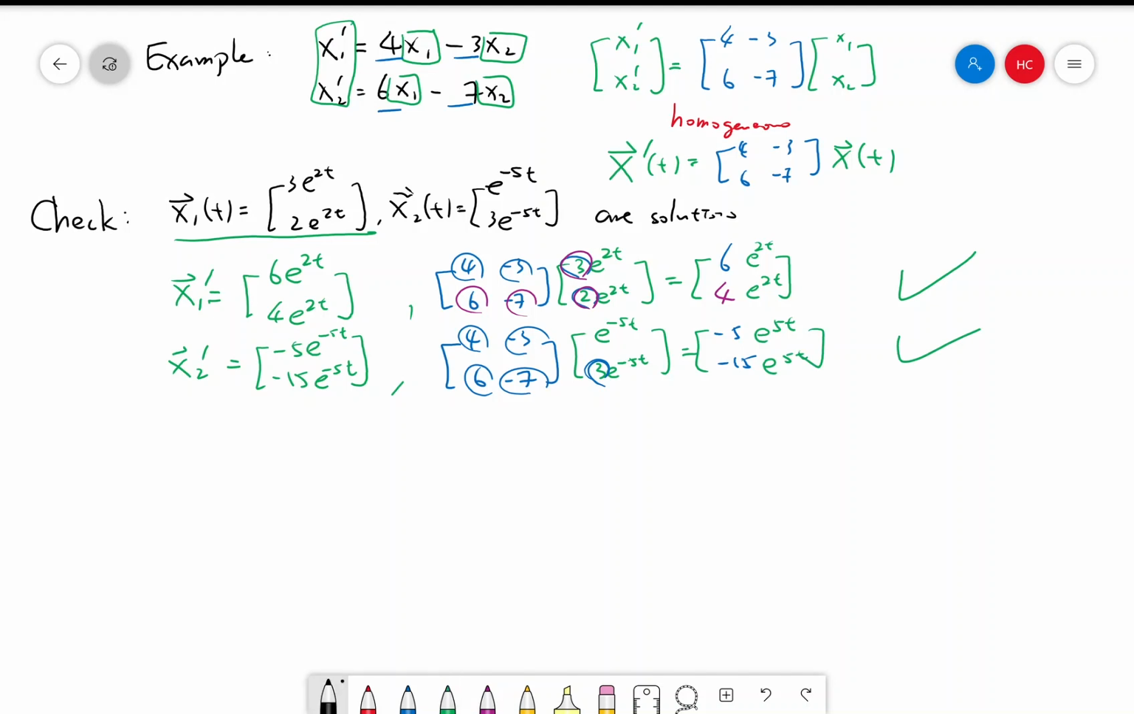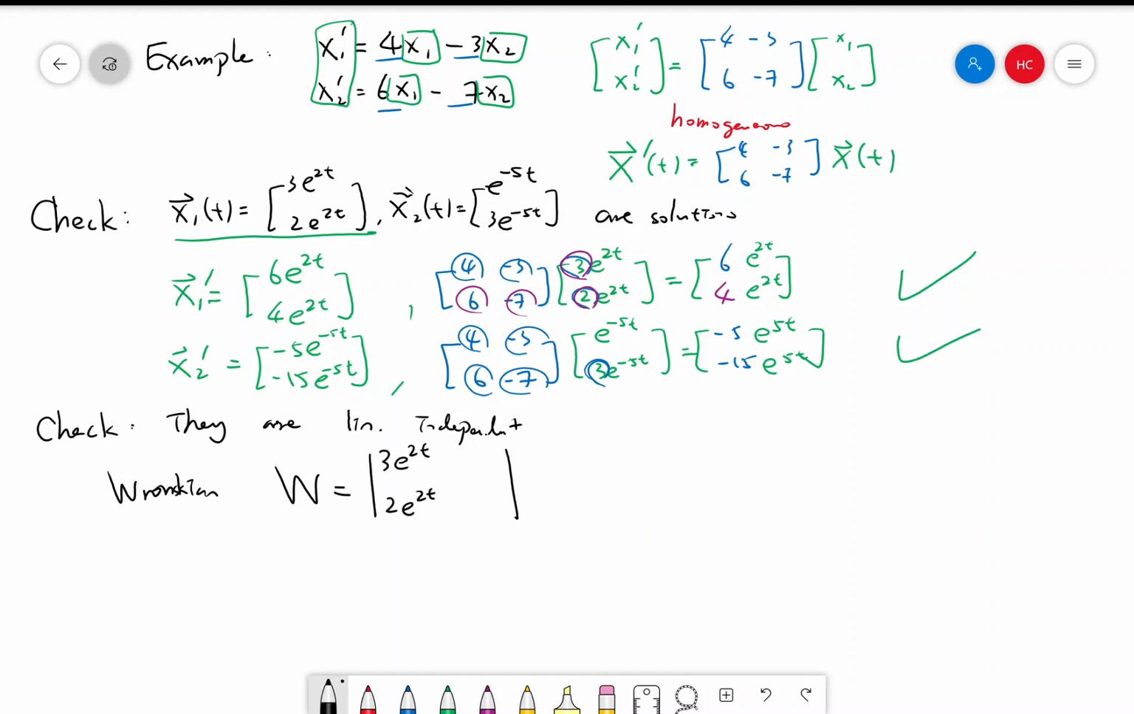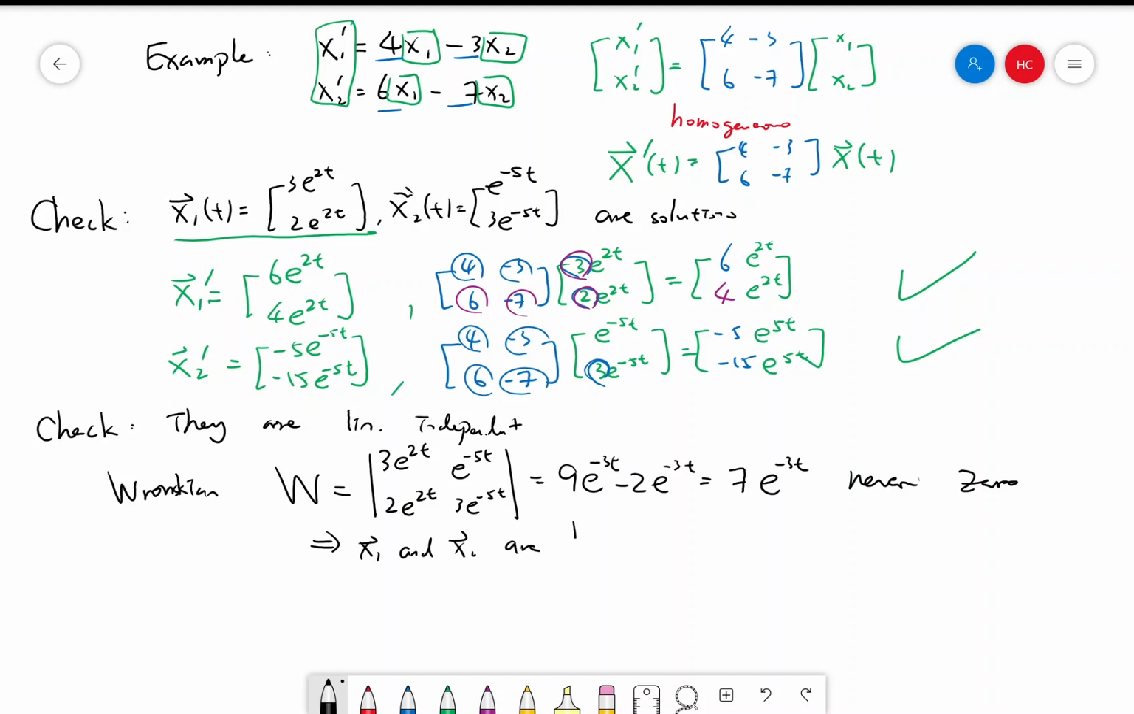So before we write down a general solution, we need to check if they're independent. To check they're linearly independent, we'll check the Wronskian. So the Wronskian of these two vectors is the determinant of these two vectors lined up. So it's 3e to the 2t, 2e to the 2t, e to the negative 5t, and 3e to the negative 5t. This is not hard to calculate. This is equal to 9 times e to the negative 3t minus 2 times e to the negative 3t, which is equal to 7 times e to the negative 3t. Regardless, 7 is not 0, e to the negative 3t is not 0, so this is never 0. So x1 and x2 vectors are linearly independent.